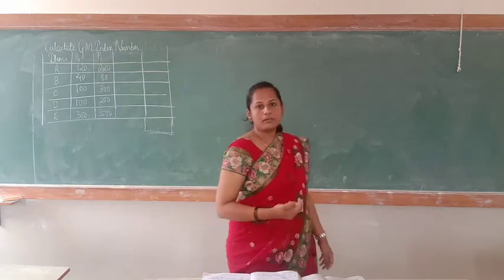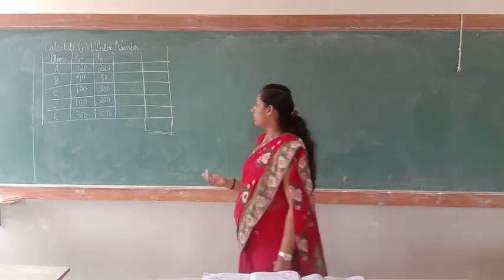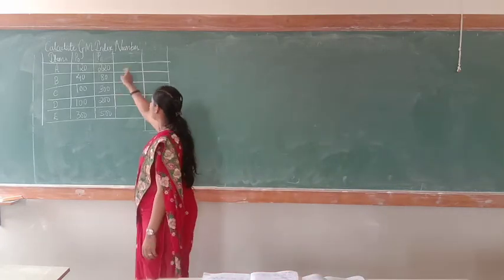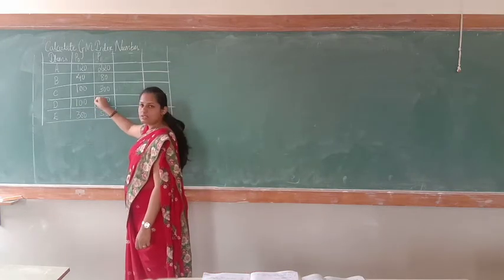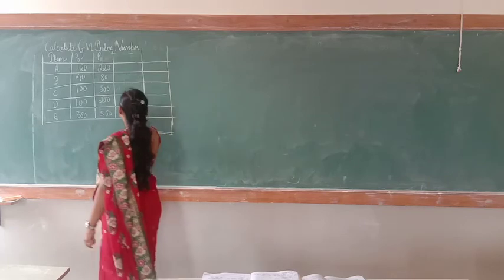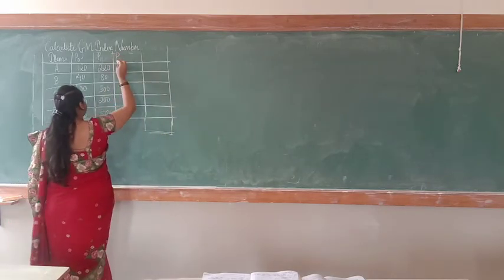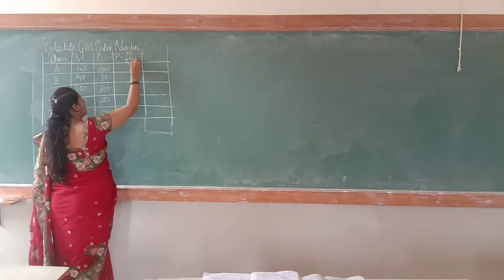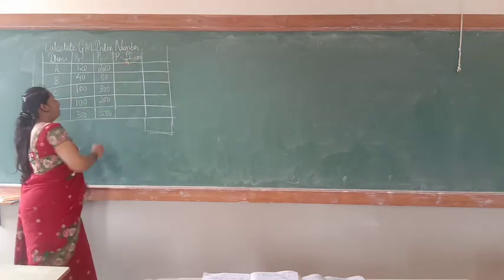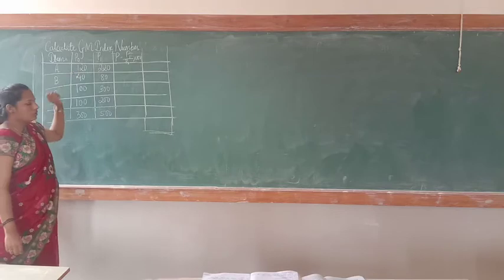Now, one more problem we'll see on geometric mean. Here is the problem: calculate the geometric mean index number. The items are given. Base P0 is given and P1 is given. So find out P. The formula is P1 divided by P0 into 100. This is P1 divided by P0 into 100.